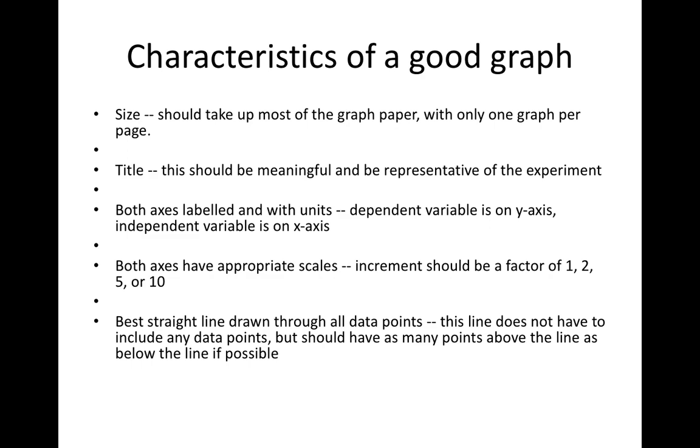Characteristics of a good graph: size. It should take up most of the graph paper with only one graph per page. Title. This should be meaningful and representative of the experiment. Position versus time is an acceptable title for a position time graph. Both axes should be labeled with units. Both axes should have an appropriate scale, and a line of best fit should be drawn.